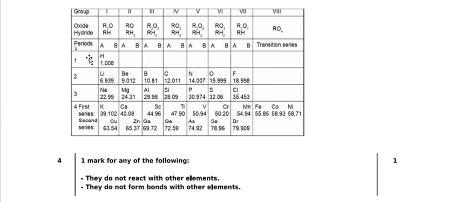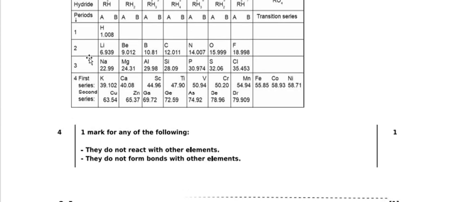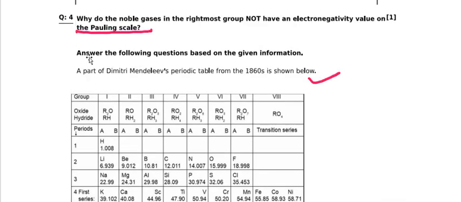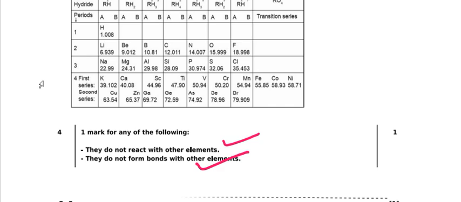1 mark for anyone? You see, they do not react with other elements and they do not form bonds with other elements, right? Again, I am going to read this question. Why do the noble gases in the rightmost group not have an electronegativity value on the Pauling scale? So when you get 1 mark, you write like this: they do not react with other elements and they do not form bonds with other elements, right?